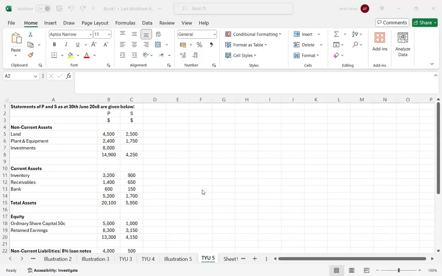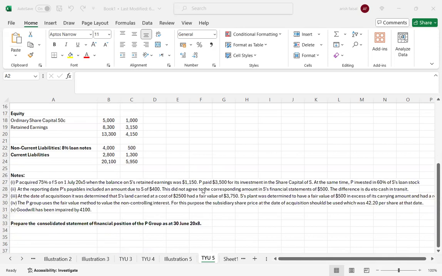Well, this is test understanding number 5 from the revision kit. This question gives you statements of parent and subsidiary company as at 30th June 2008, right? But the two new things which we'll be discussing in this question are: if a parent company gives a loan to a subsidiary company, how will that affect the consolidated statement of financial position? And if there's any balance, a receivable and a payable to and from the parent and subsidiary within themselves, how are we supposed to treat that?